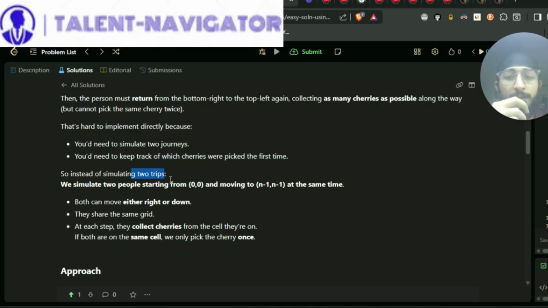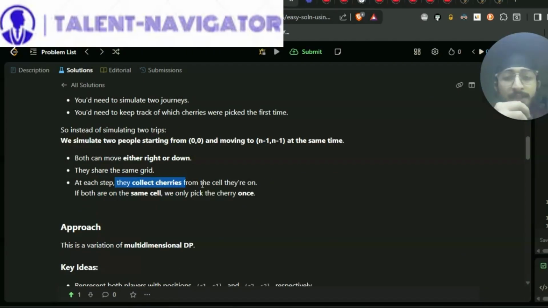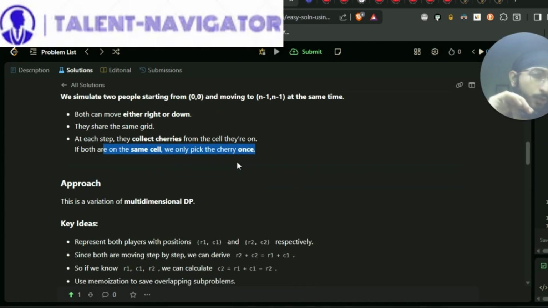So instead of simulating two trips, we simulate this, and both can move right or down. They share the same grid. At each step, they collect cherries from the cell they're on, and if both are on the same cell, we only pick the cherry once. This is the intuition of the problem. So now let us get to the approach.